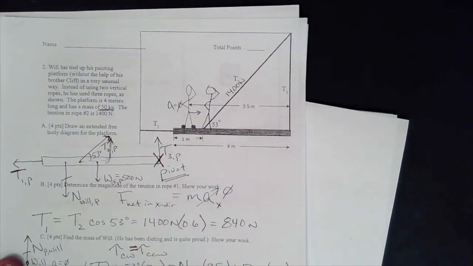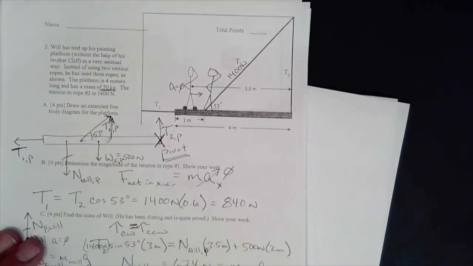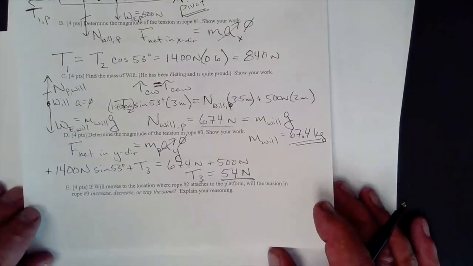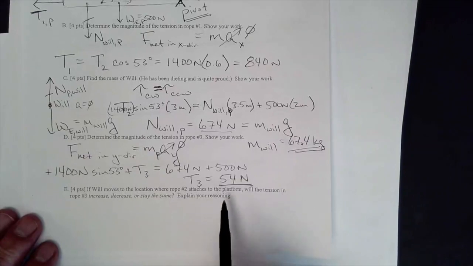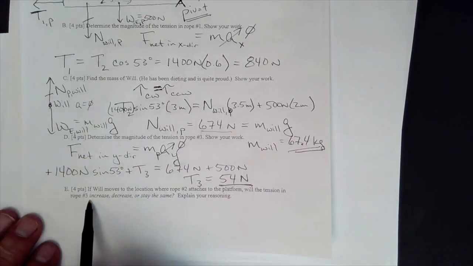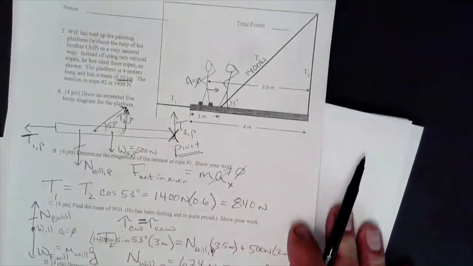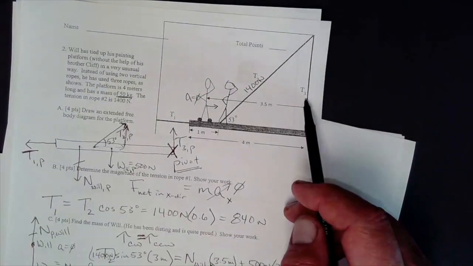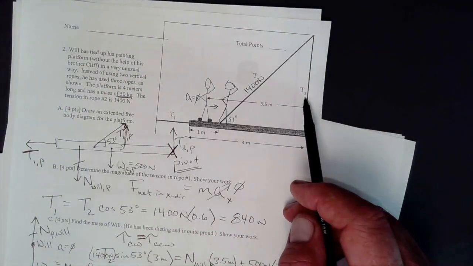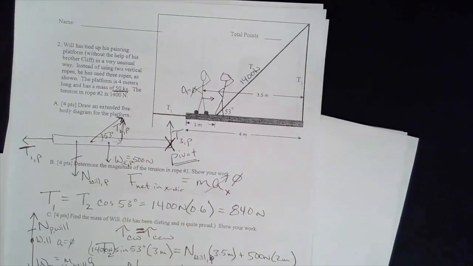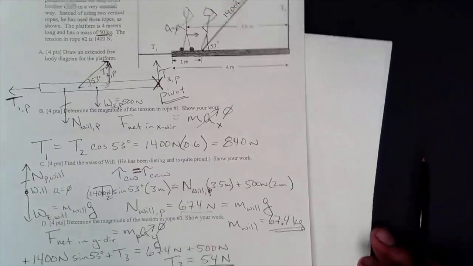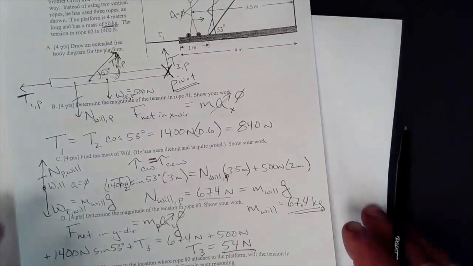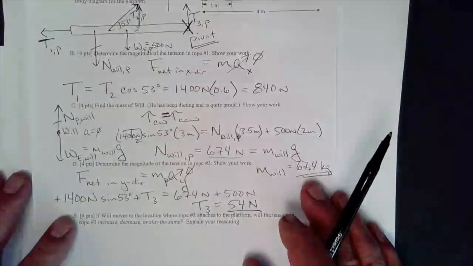Okay. He's going to move to the right half a meter. And what we want to do is figure out what that's going to do to the tension in rope 3, in this vertical rope here. Is that going to increase, decrease, or stay the same? Well, the reasoning here is pretty sophisticated.